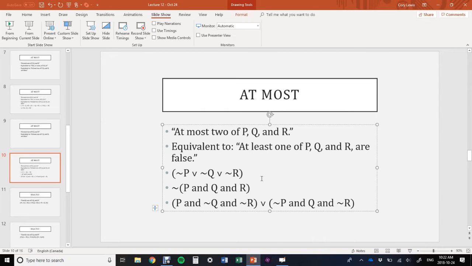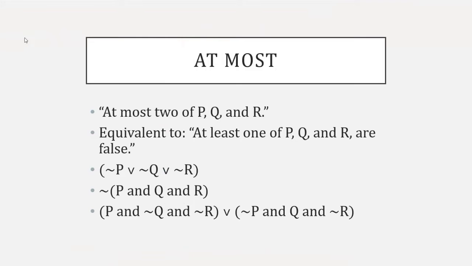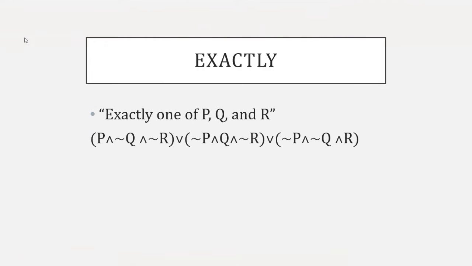Okay, there's one last type of case. That was at most. We did at least, we did at most. We're going to do exactly now. Exactly one of P, Q, and R. I didn't leave this to be a mystery. I'll just show you the answer. Unless somebody can see an easier way of symbolizing this, I think you're stuck with explicitly describing all 3 cases where this comes out as true. Either P is true and the other 2 are false, or Q is true and the other 2 are false, or R is true and the other 2 are false.